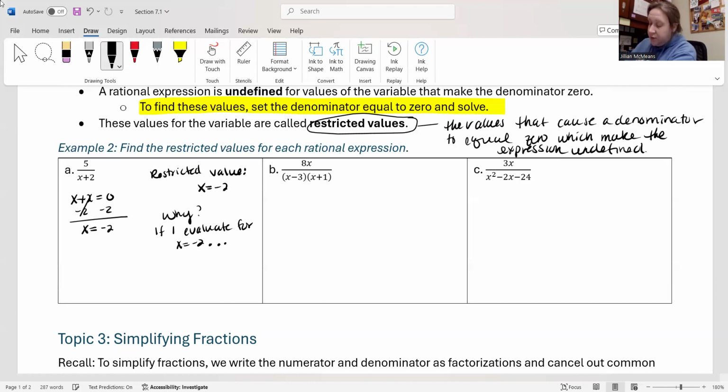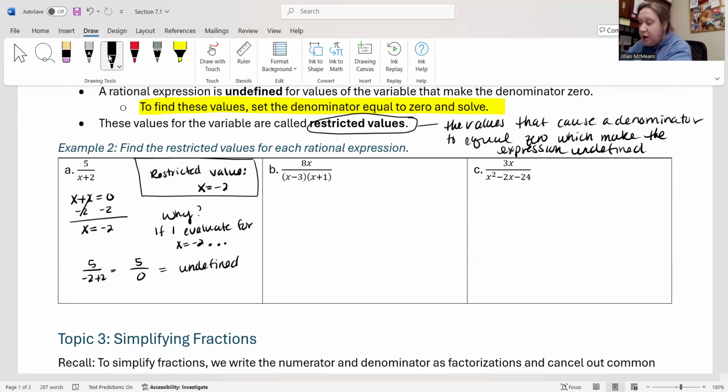So we're going to evaluate for -2. So I get 5 over -2 plus 2. Well, that's 5 over 0, which is undefined. Let me scoot that over so we have room for the full word undefined. So I have 5 over -2 plus 2, which is 5 over 0, which is undefined. Okay, so that is why x equals 2 or x equals -2 is bad. So my restricted value here is -2.